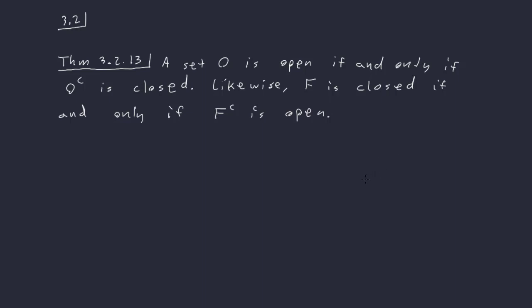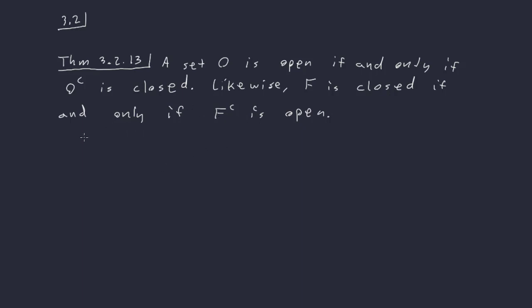Alright, hello class. Today we're going to finish our discussion on 3.2, and last time we left off on Theorem 3.2.13, which is our complements. Complement of an open set is closed, complement of a closed set is open, etc. So a set O is open if and only if O complement is closed, and likewise F is closed if and only if F complement is open.